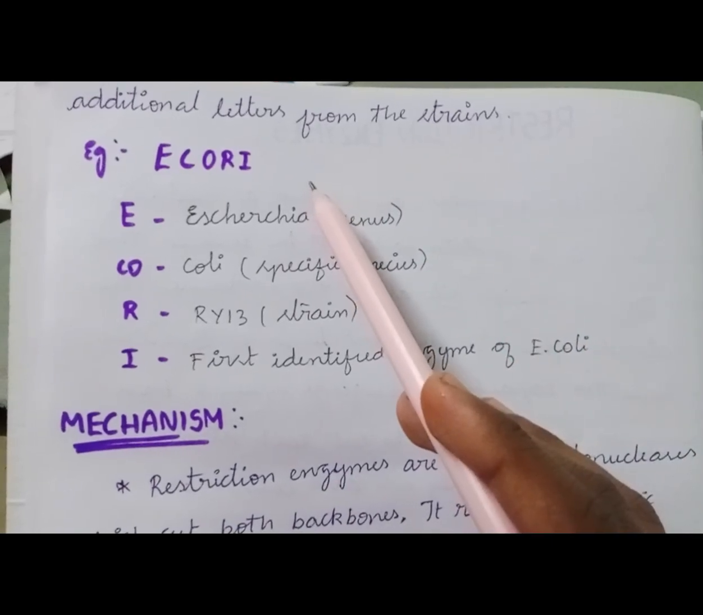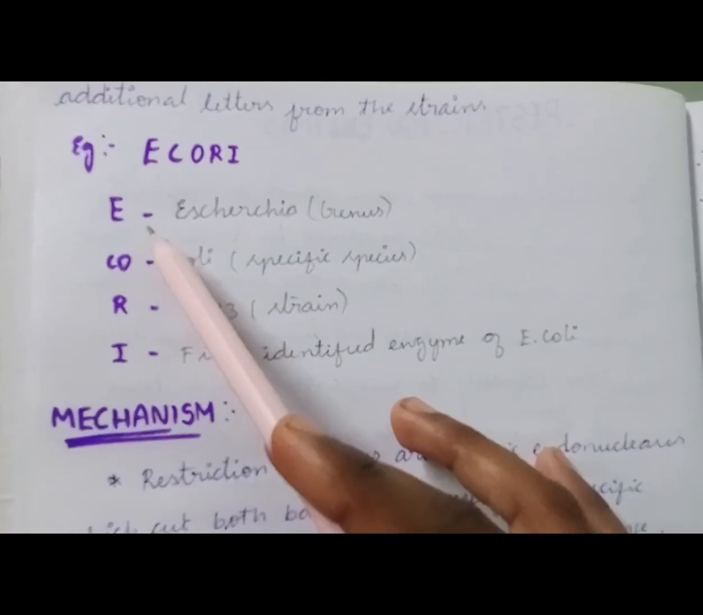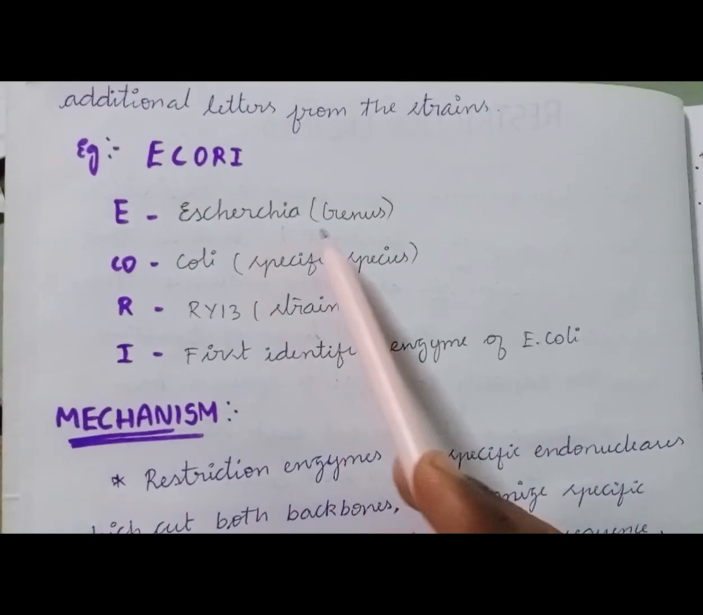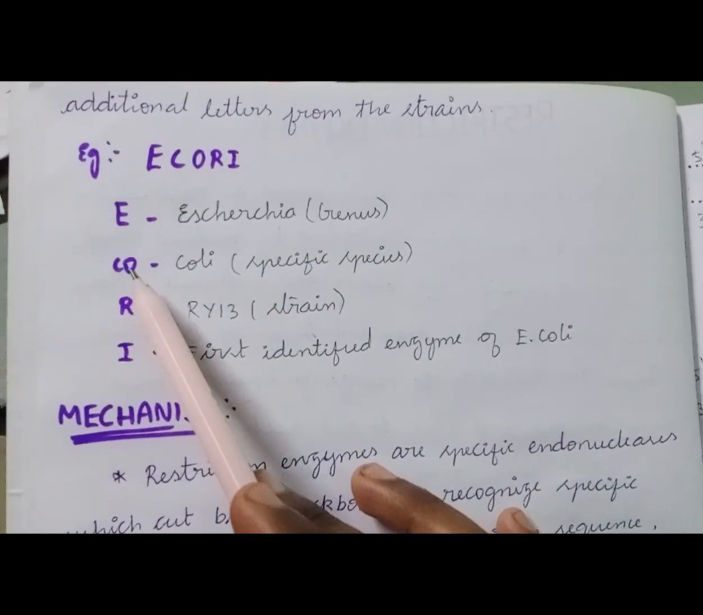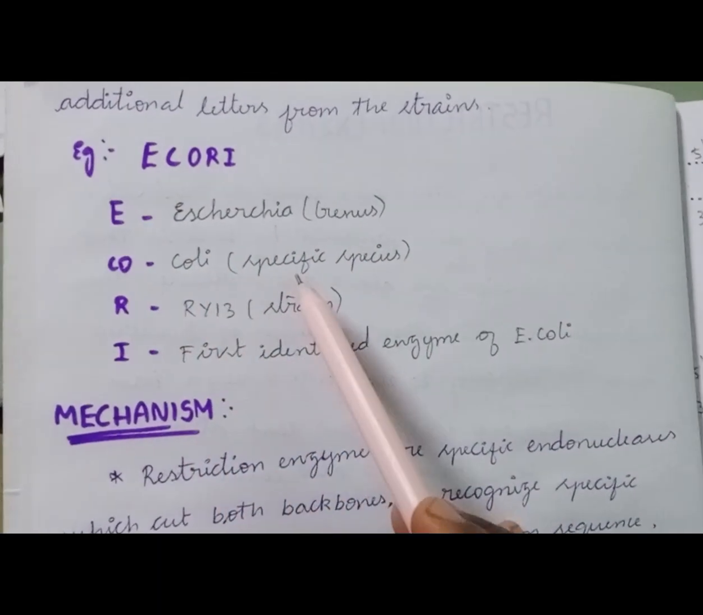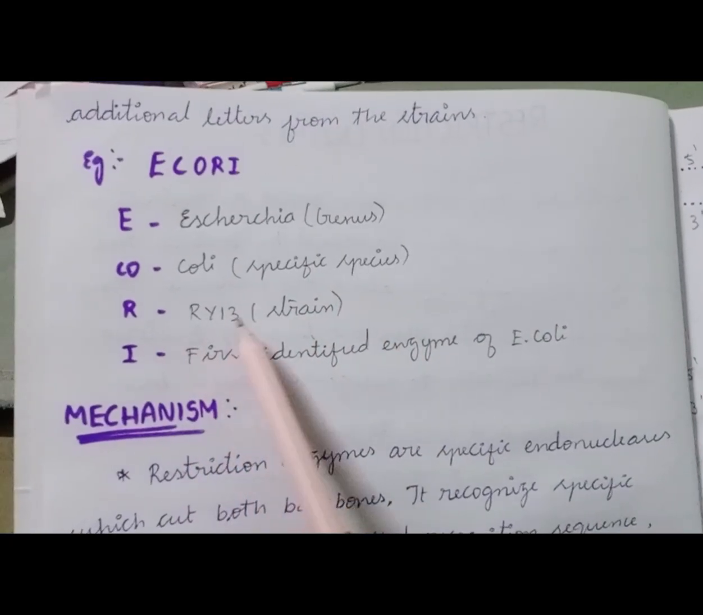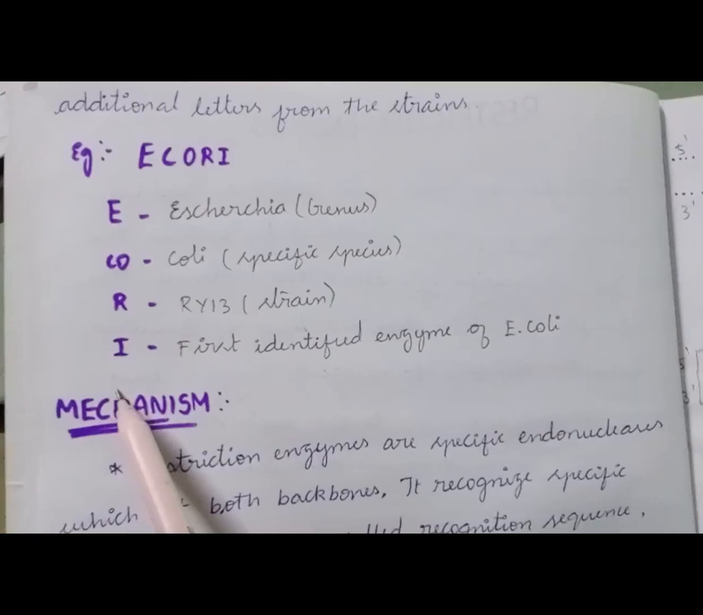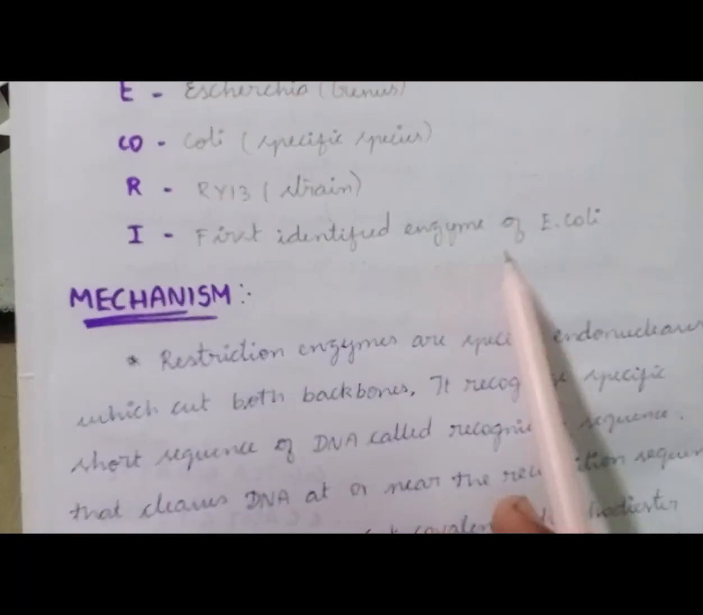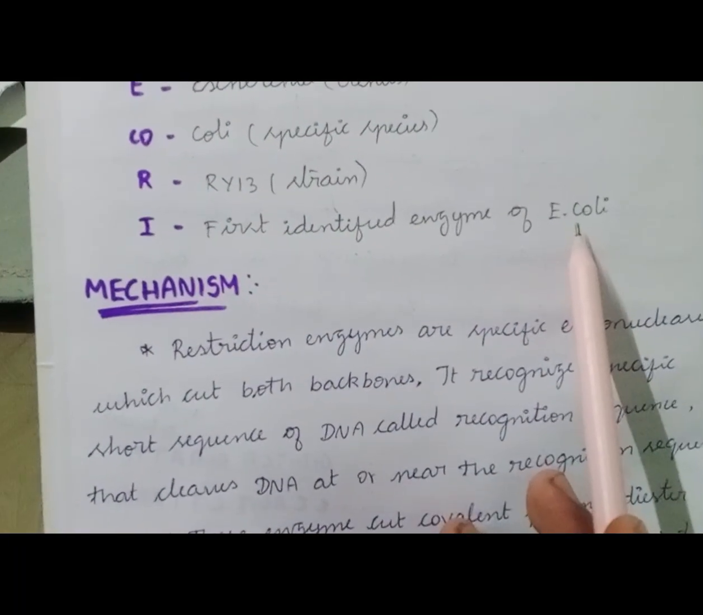Let's see it with an example: EcoRI. Here E stands for Escherichia, the genus name, and co stands for coli, the species name, R stands for the RY13 strain name, and I stands for the first identified enzyme of E. coli, that is, Escherichia coli.